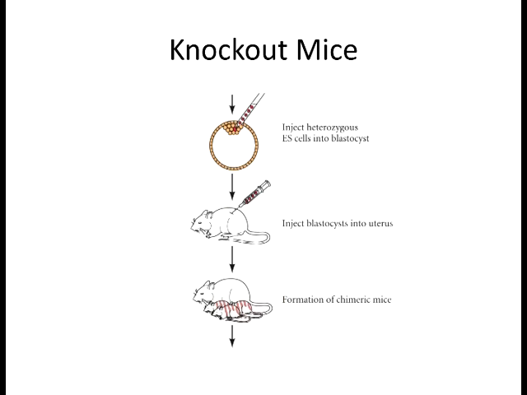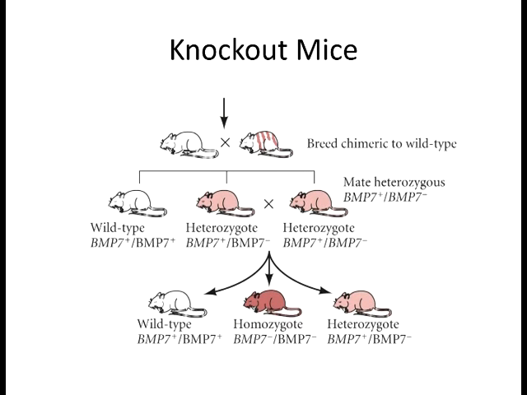So here's just showing how they'll inject some of these modified embryonic stem cells into a blastocyst, which is the developing embryo for the mouse. Then they'll inject it into the uterus. Then you'll get these chimeric mice. Now, it doesn't have little lines on them. These little lines just indicate that the mouse is a combination of normal cells and genetically modified cells. There's actually 2 different types of cells that form their makeup.